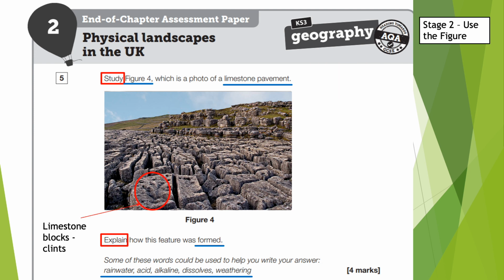Now, the next thing I've circled are those blocks of rock that you can see across the image. Now, hopefully, you'll remember from previous learning in geography that they have a technical name. Those limestone blocks in a limestone pavement are known as clints. Next to those clints, I can see deep cracks between the limestone. Again, hopefully you will remember from your lessons in school that these also have a technical geographical term. These cracks are known as grikes.